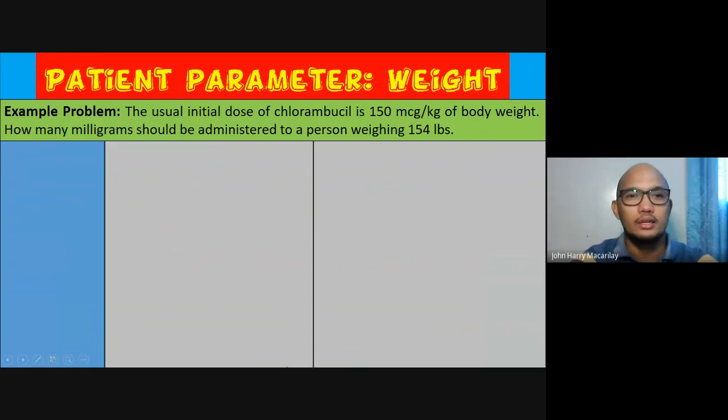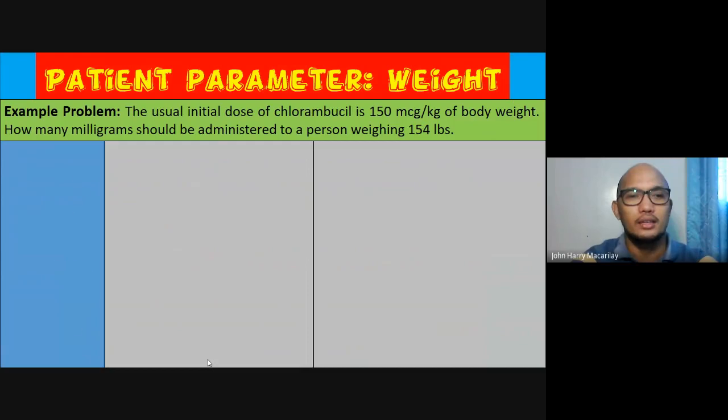For the first problem, the usual initial dose of chlorambucil is 150 micrograms per kilogram of body weight. How many milligrams should be administered to a person weighing 154 pounds? So if the initial dose is 150 micrograms per kilogram, how much chlorambucil are you going to administer to a person weighing 154 pounds?